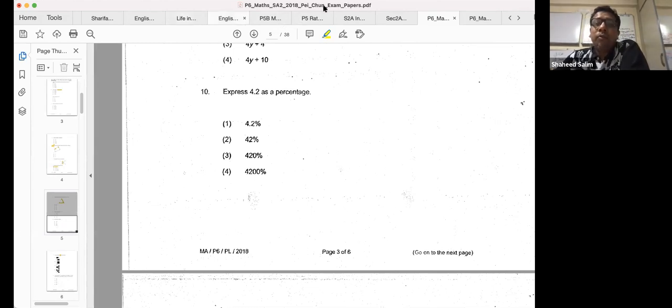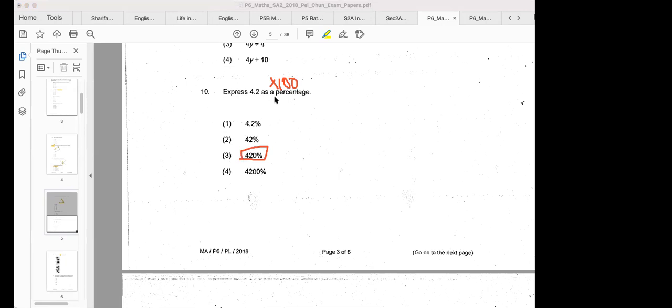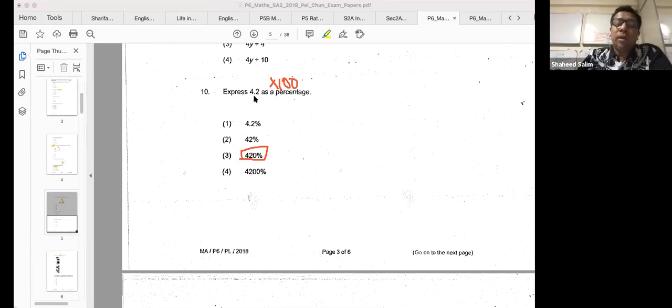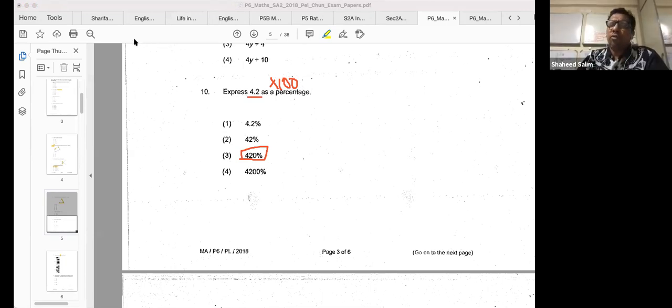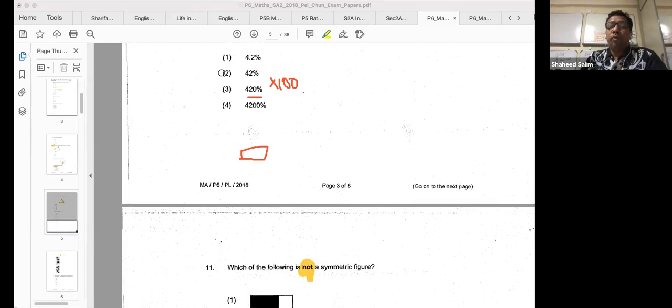Okay, so you must remember, every time you get a decimal or a fraction, you want to change to percentage, just times by 100. Any fraction or decimal, you times by 100 to become percentage. So 4.2 times 100, you get 420. I repeat. The rule says you want to change from decimal or fraction to percentage, just times 100. This one is a decimal, okay? Just times 100. Just remember that. Okay, we move on to the next one now.